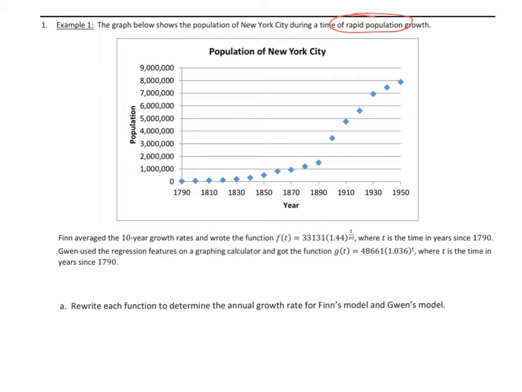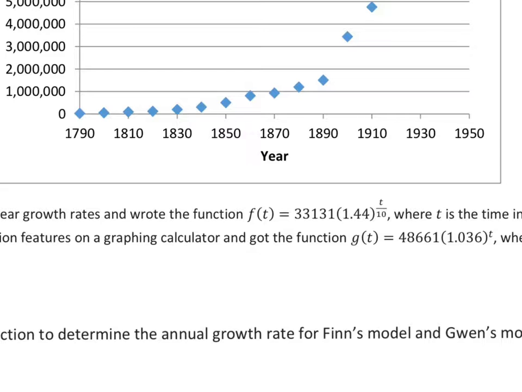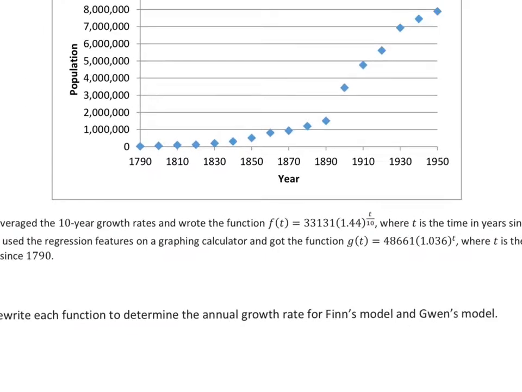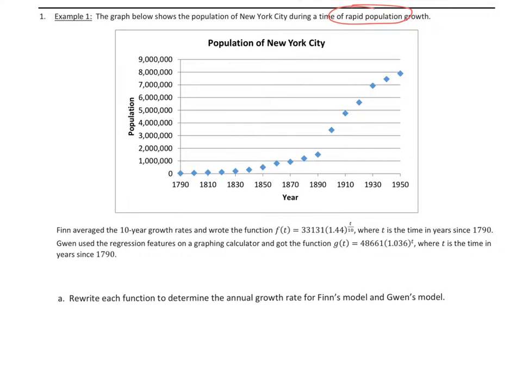33,131 times 1.44 to the t over 10. He used a 10-year growth. That is why he's dividing by 10. So he decided to break up his function into 10 years. Now, Gwen decided to use a regression feature, and she made this formula here, where t is the time in years. So she doesn't divide it into a 10-year growth period, she just goes by years.